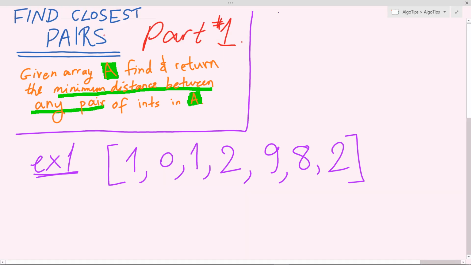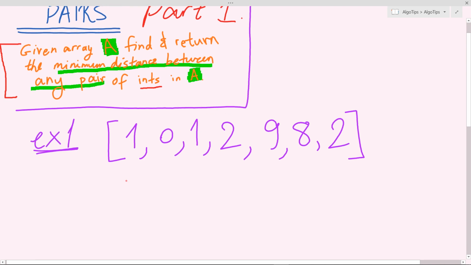Let's take a read. Given an array A, find and return the minimum distance between any pairs of ints in A. So by ints, I'm referring to integers. So let's take an example. Hopefully it would be more clear.